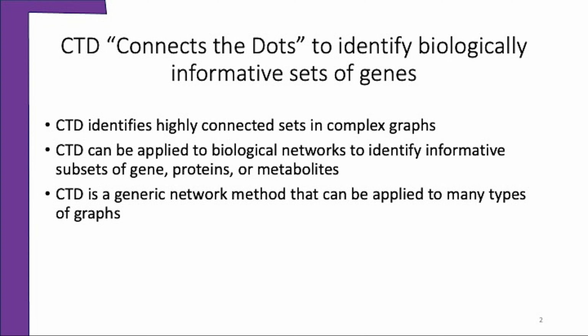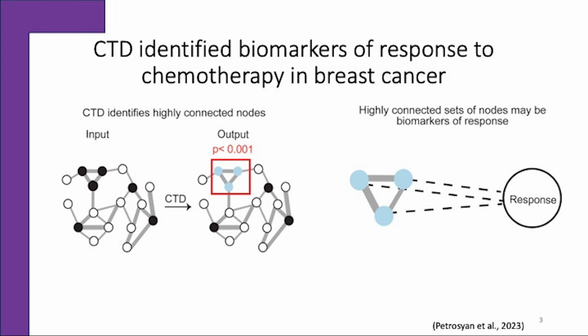CTD can be used to connect the dots and identify highly connected sets within complex graphs. CTD can be applied to many different types of biological networks to identify informative subsets of, for example, genes, proteins, or metabolites. Because CTD is a generic method, users that could benefit from the application of CTD on the Playbook are any scientists that have a complex dataset that can be represented as a graph.